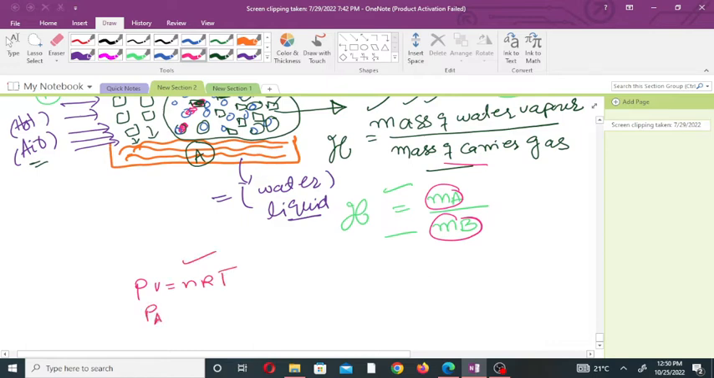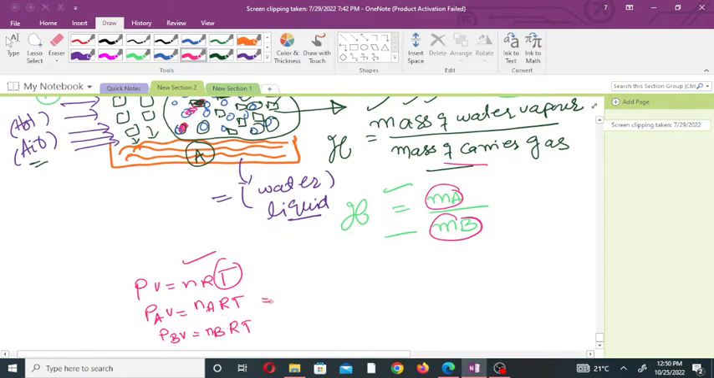For component A, the partial pressure of water vapor times the volume is equal to the moles of water vapor times RT. R and T are constant: the universal gas constant and the isothermal condition. Similarly, for component B, PV is equal to the moles of component B times RT.